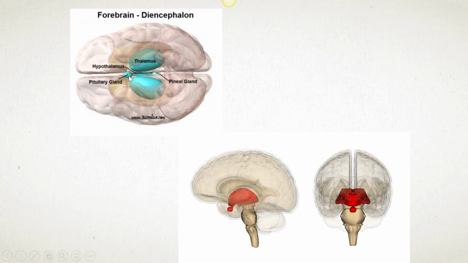We're not going to worry about the pituitary gland so much. We will talk a little bit about it during our evaluation of the brain dissection, but we're not going to focus too much on it because that's really part of the endocrine system.